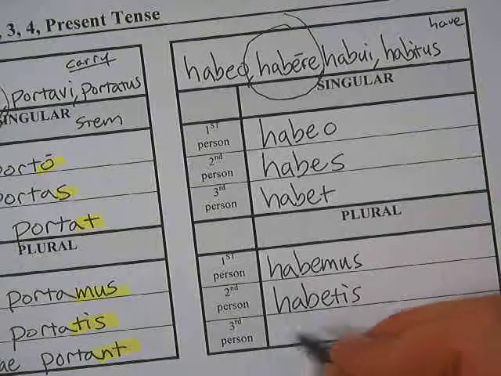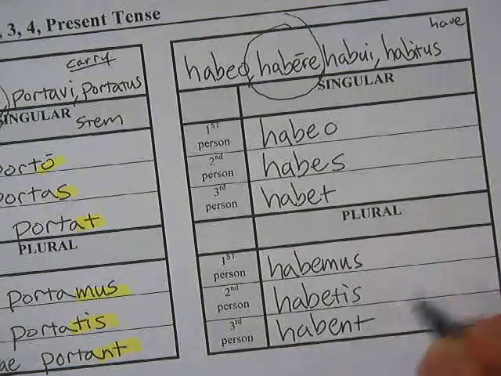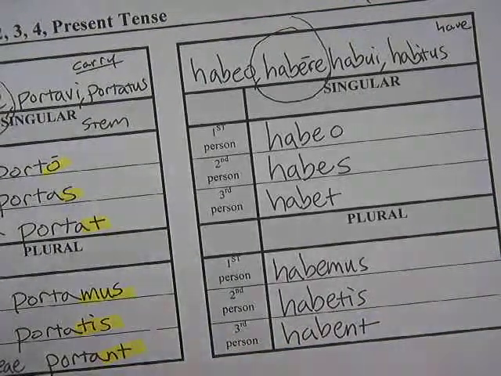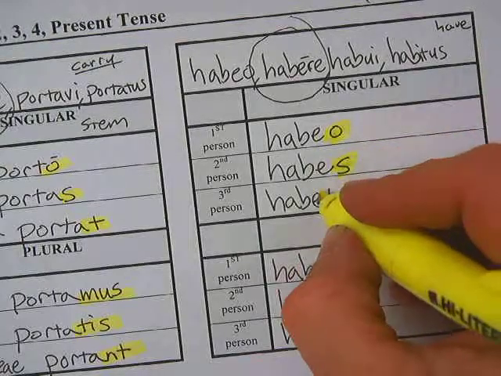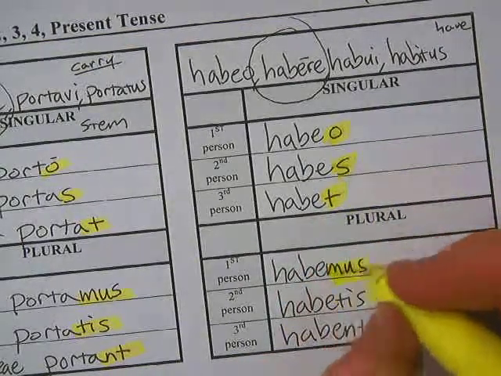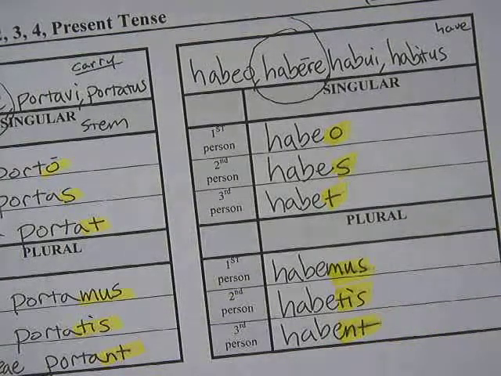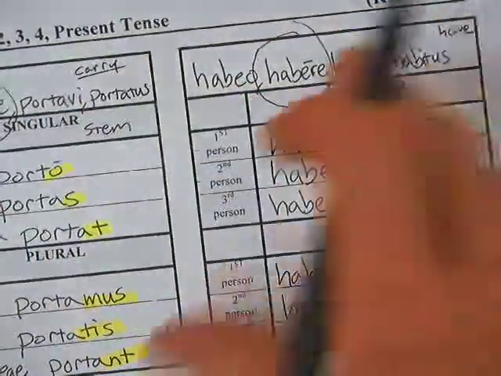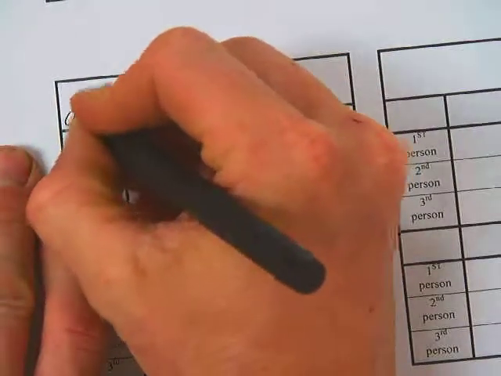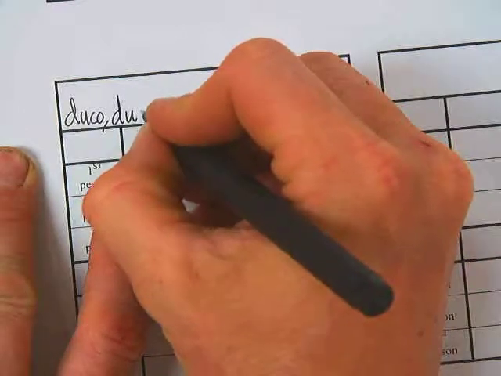Nos, habemus. Vos, habetis. And they are ei, habent. Habent. So here are my endings, right? -o, -s, -t, -mus, -tis, -nt. And habe is my stem. That's second conjugation. Long E is second, long A is first.